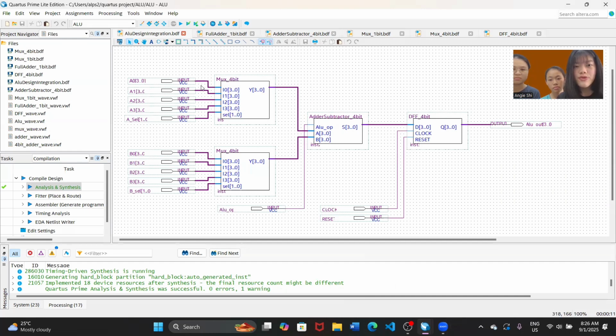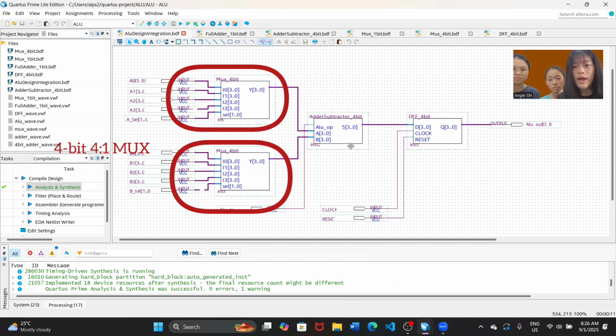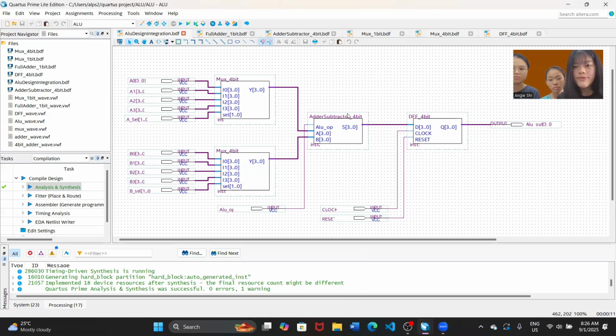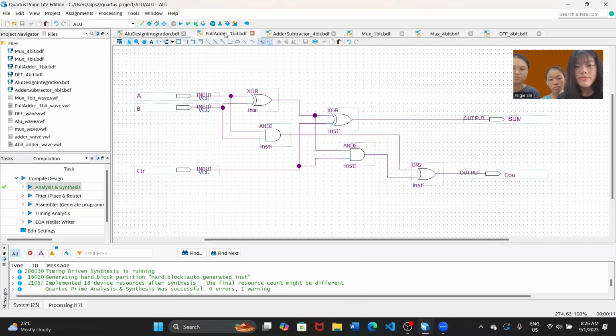So it consists of two 4-bit multiplexers, one 4-bit adder subtractor, and one 4-bit D flip-flop, which represents a register. Let's focus on the adder subtractor. A 1-bit full adder takes 3 inputs, which are A, B, and C in. The sum is generated by 2 XOR gates, and the C out is generated by two 2-input AND gates and one 2-input OR gate.